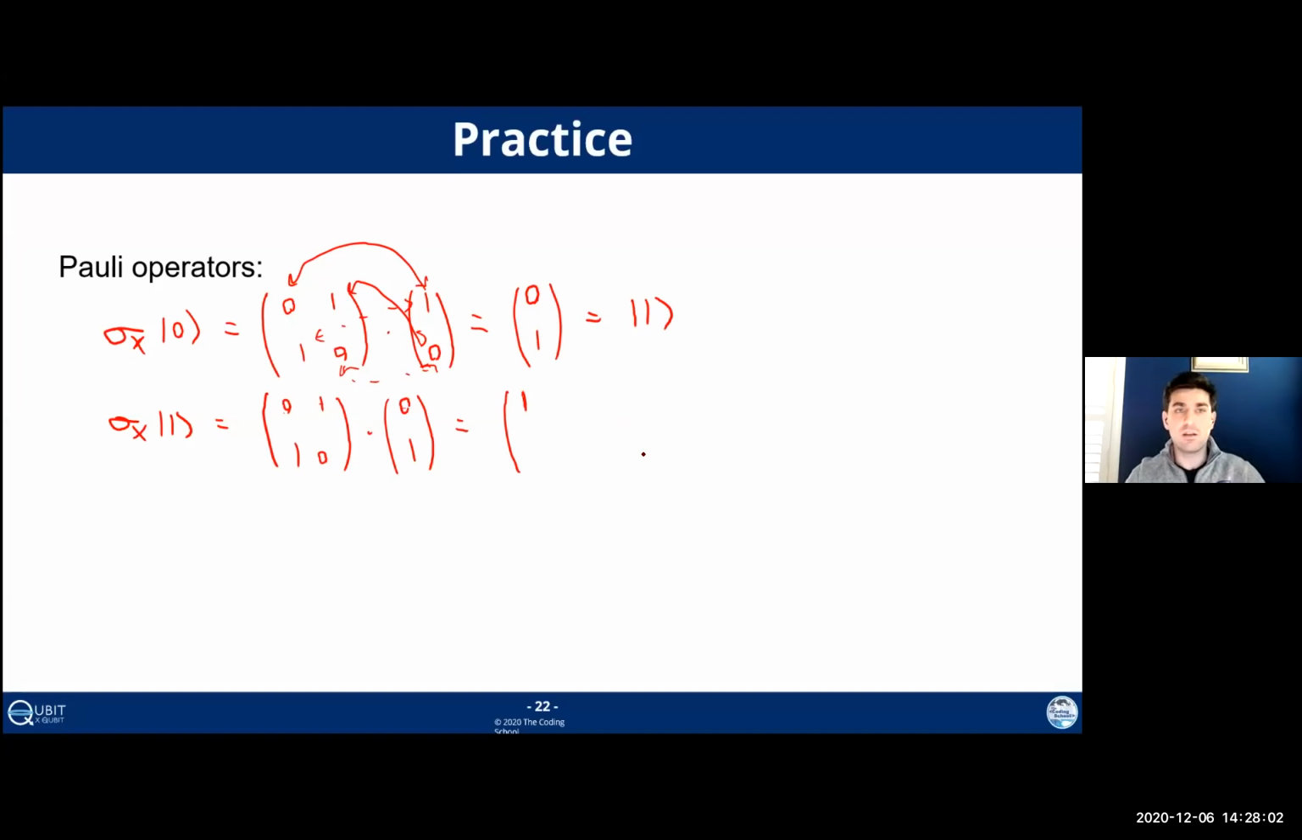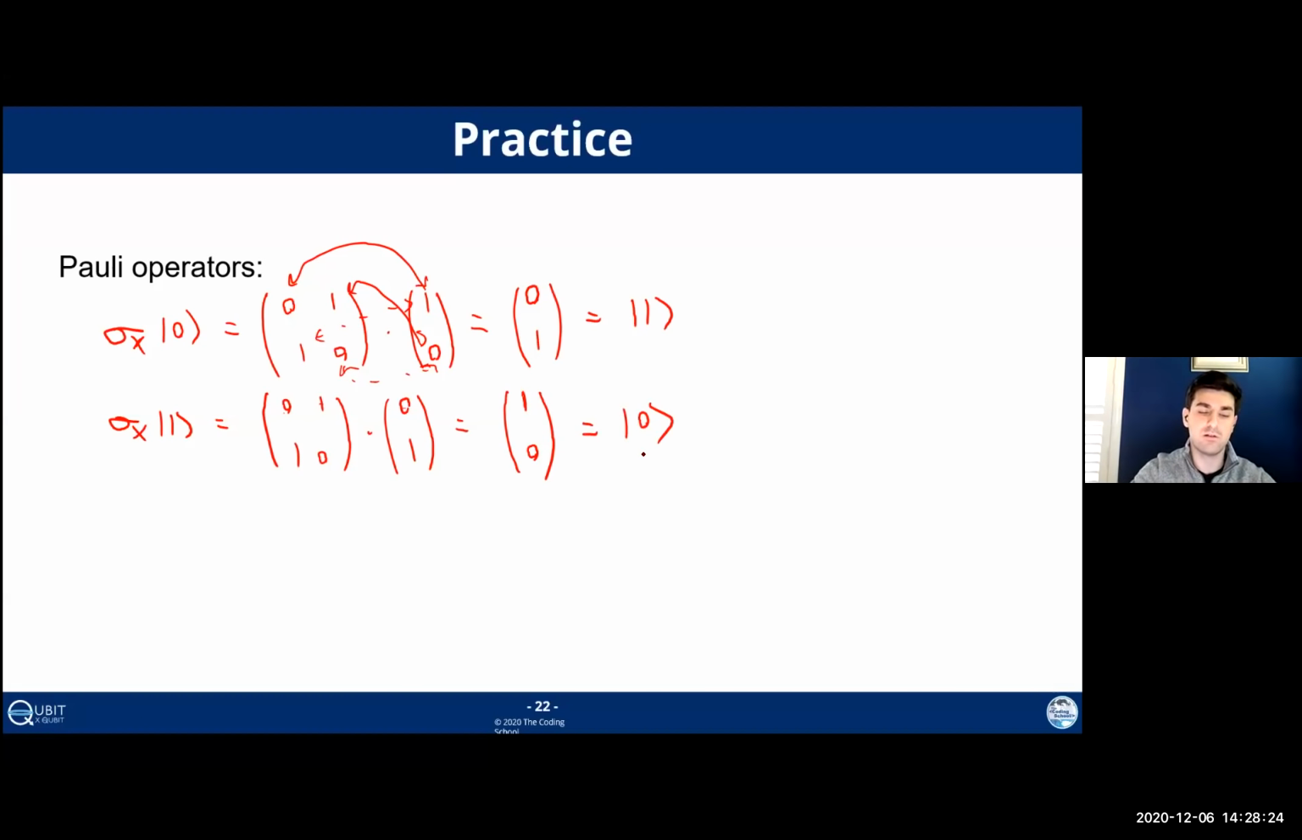You should almost be familiar with this by now: when we apply the X gate, or the quantum X gate, or the sigma X gate, or the Pauli X, they're all the same, different names for the same thing, it flips our qubit from the 0 state to the 1 state, and from the 1 state to the 0 state.